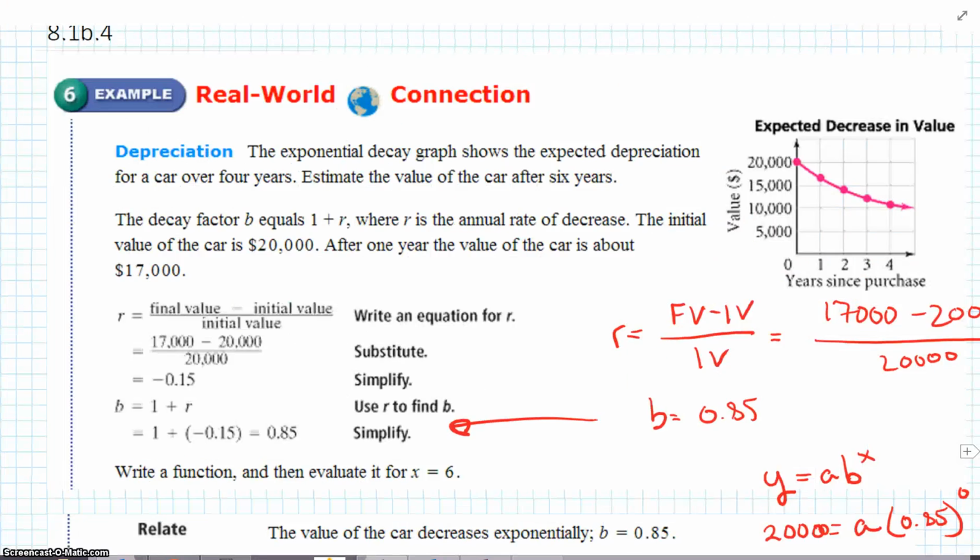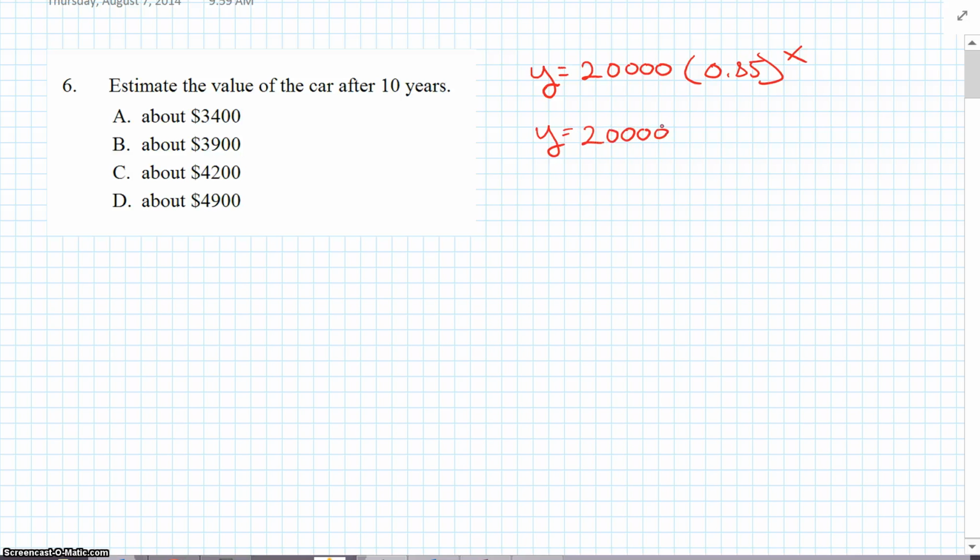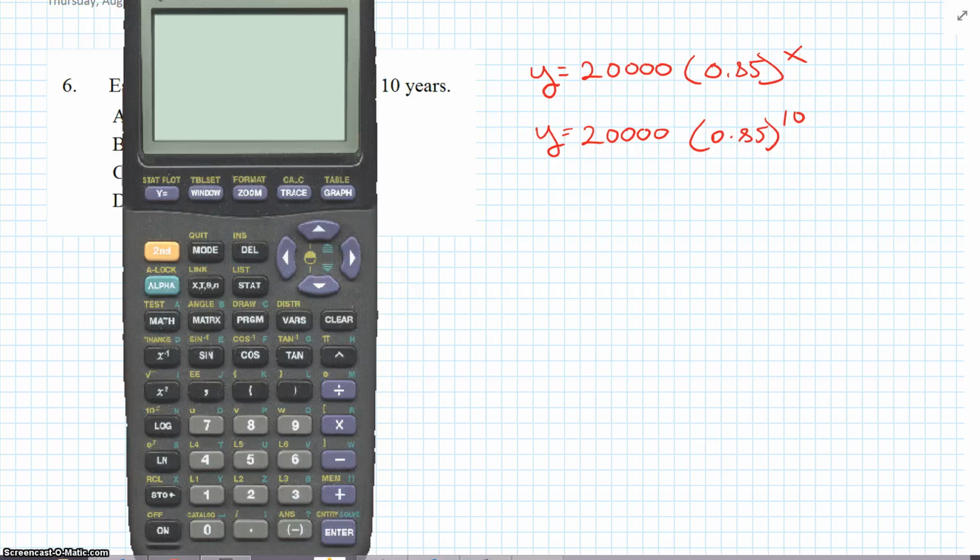Okay, let's look at the last example. So estimate the value of a car after 10 years. So our equation last time was y equals 20,000 times 0.85 to the x. After 10 years, y equals 20,000 times 0.85 to the 10th power. This looks like a great job for our calculator. Okay, let's just get it set up. So we need to go 20,000 times 0.85 raised to the 10th power.